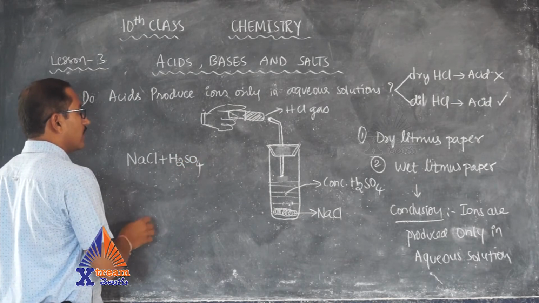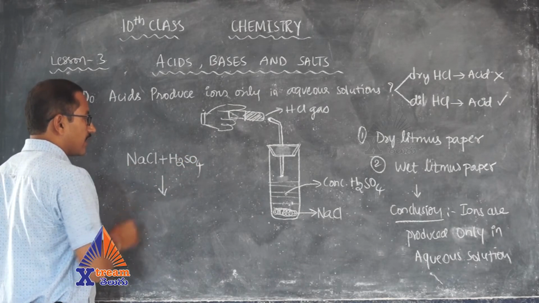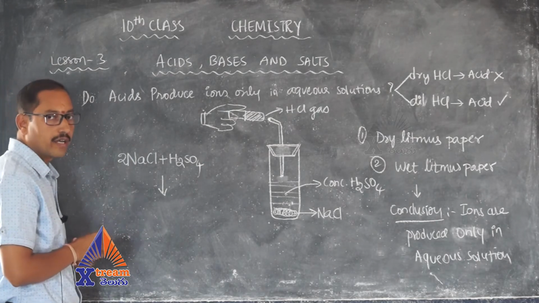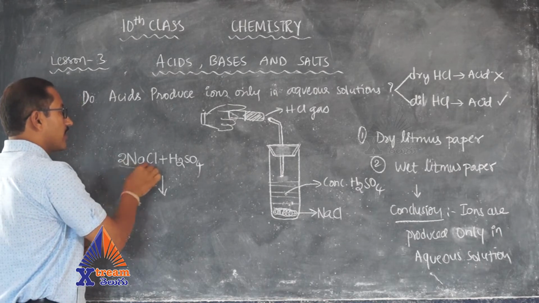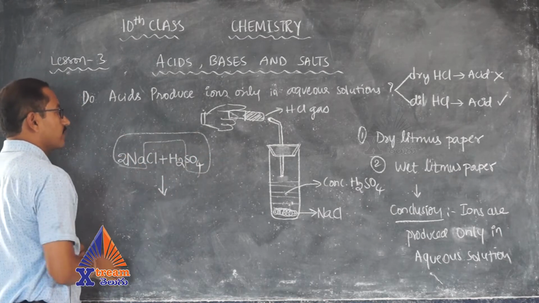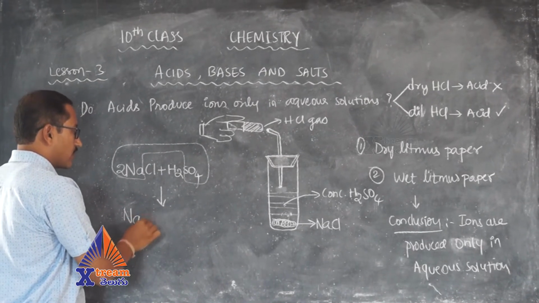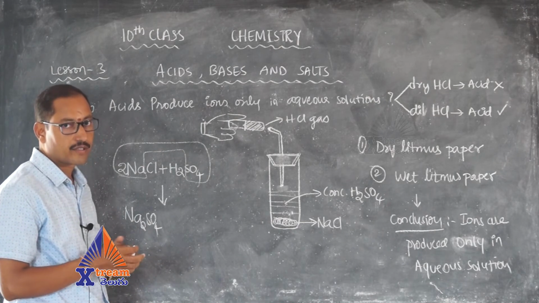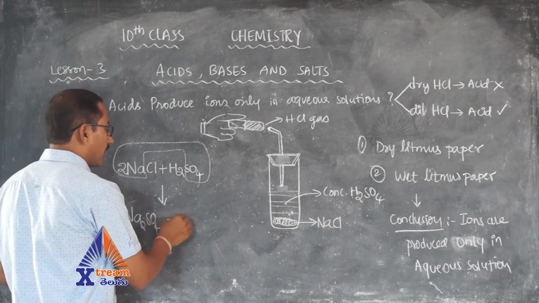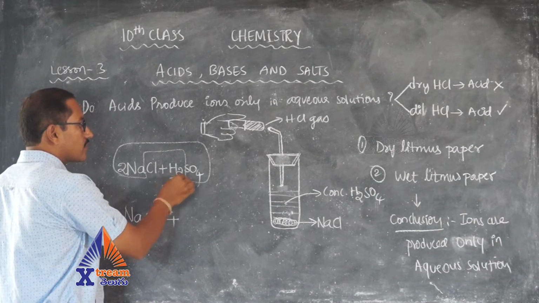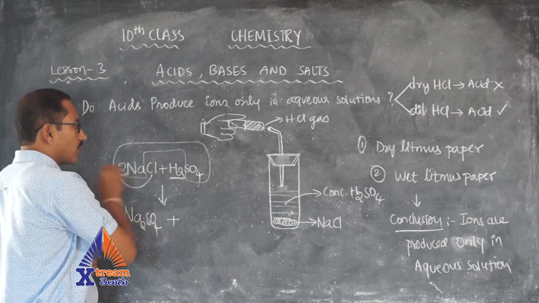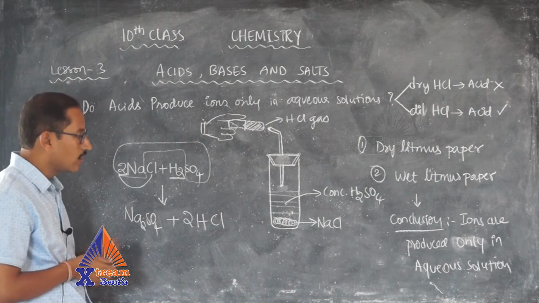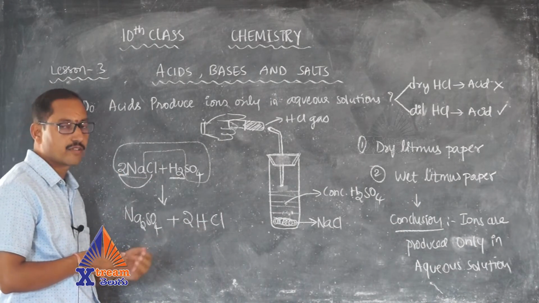H2SO4, the reaction takes place, and what do we get? Here let me take 2 NaCl. These 2 Na will react with SO4 to give Na2SO4, that is sodium sulfate, which is a salt. And then these 2 hydrogens here and these 2 chlorines here will come together to form 2 HCl.